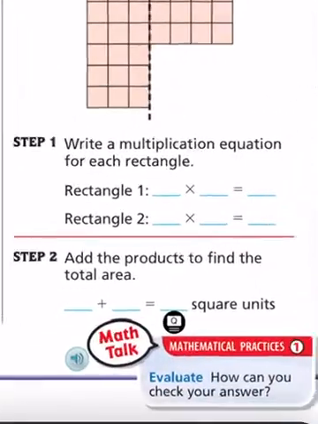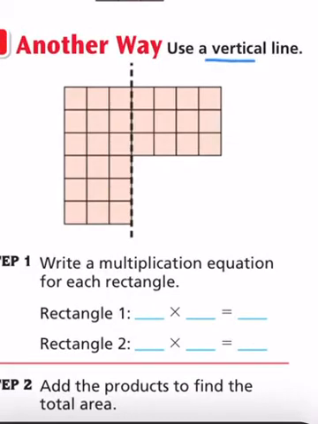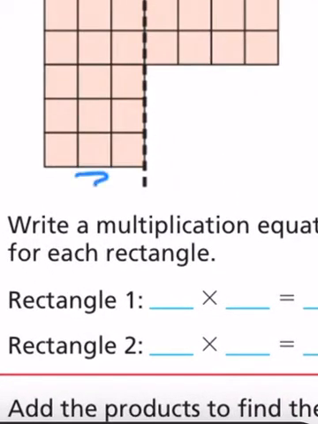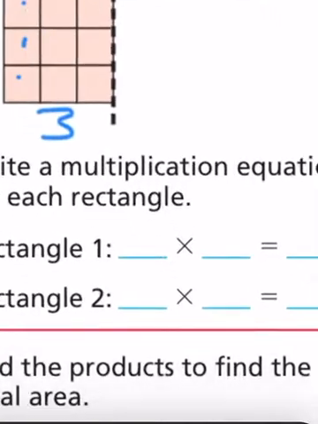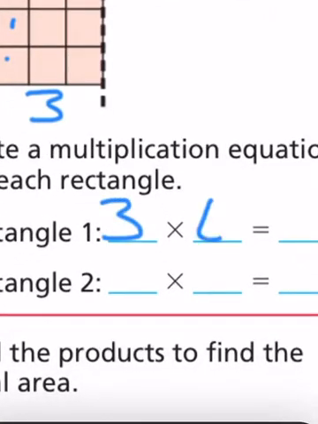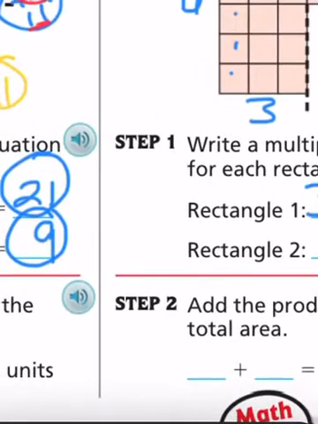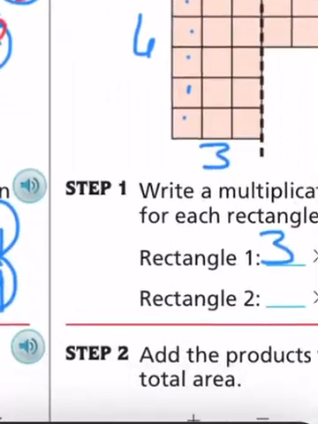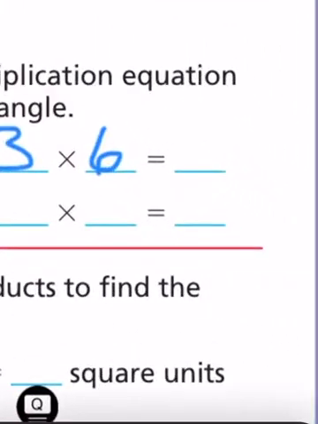Very similar on this other way, but they use a vertical line instead. So the width is 3, the length is 1, 2, 3, 4, 5, 6. So rectangle 1 is 3 by 6, 3 groups of 6. If you don't know that, draw your groups, right? 3 groups of 6, 3 times 6 is 18.